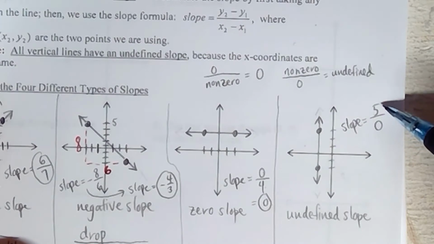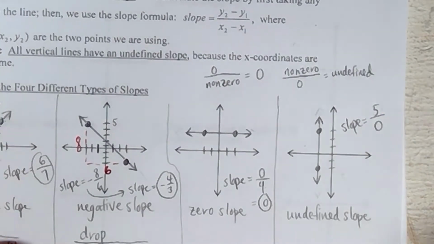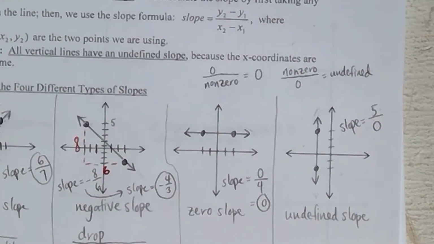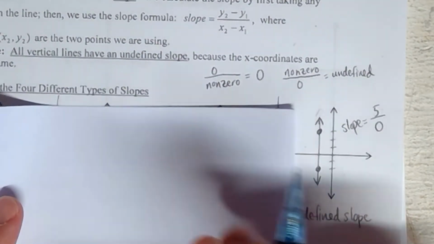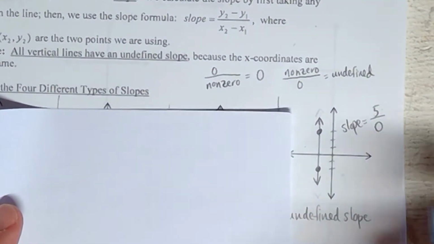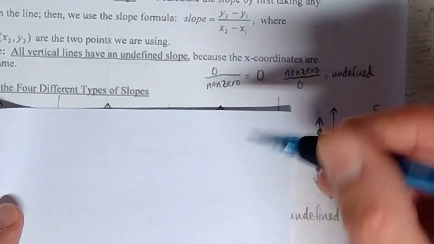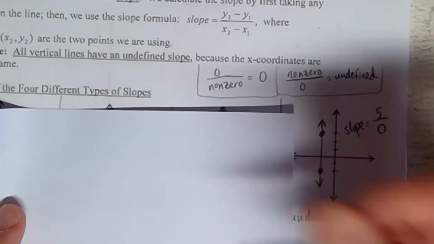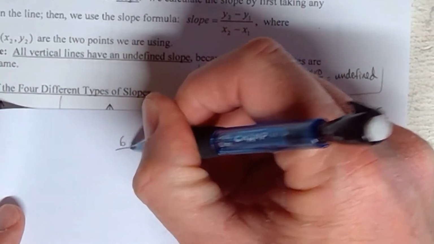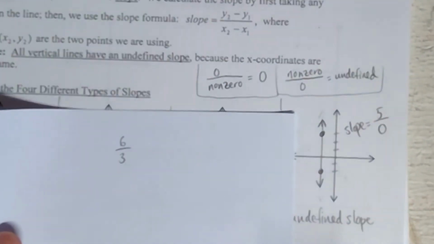But if it's the other way around, when the top number is not 0 and the bottom number is 0, that's got no answer, so we call it undefined. Let me show you why that's true. Okay, you don't have to write this down, what I'm about to do here on the scratch paper. I just want you to understand why these two things are true right here. This and this.